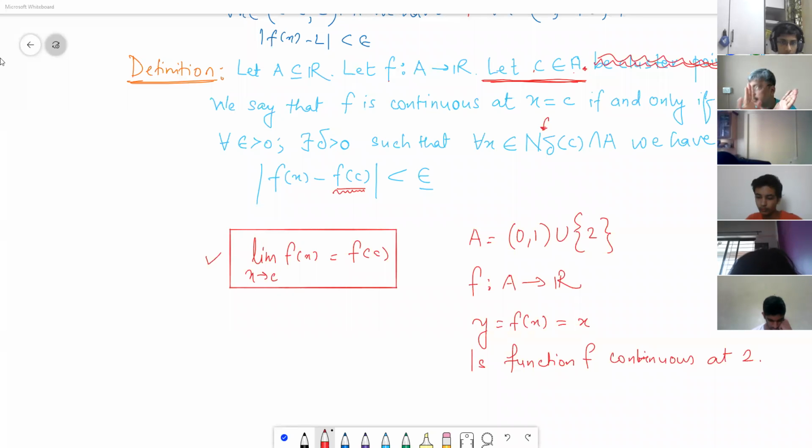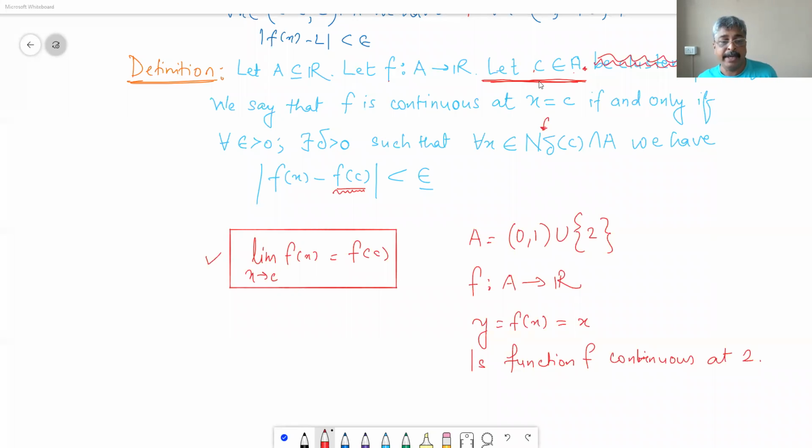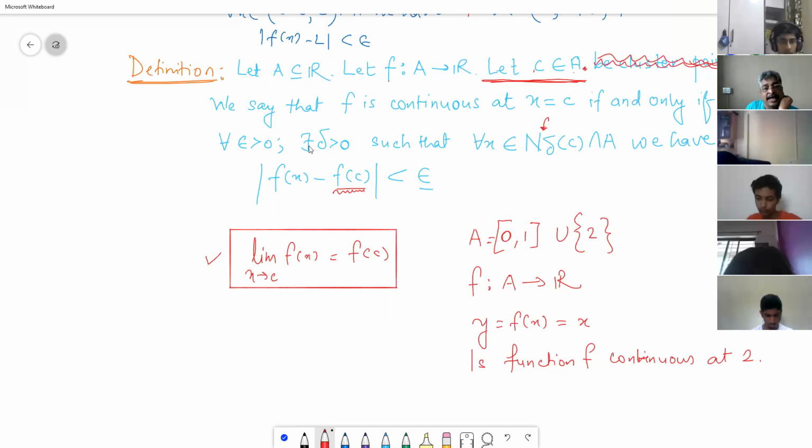Okay, at 1 we don't have a value, so let me change that domain. The value of the function at 1 is not defined because the point 1 is not there in the domain. So let me make it 0, 1. Now the question is, is the function continuous at 1? Yes, the function is continuous at 1.